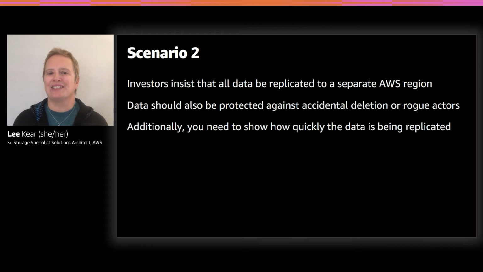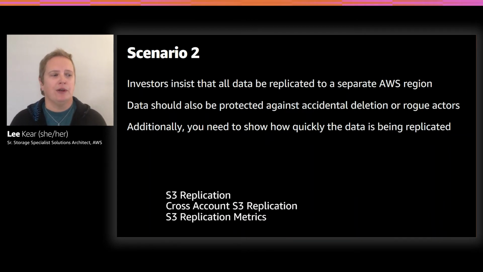Investors insist that all data be replicated to a separate AWS region. Data should also be protected against accidental deletion and rogue actors. Additionally, you need to show how quickly the data is being replicated. So to satisfy these requirements, we'll be using S3 replication, specifically cross-account replication, and also we'll be using S3 replication metrics to show how the data is being replicated.